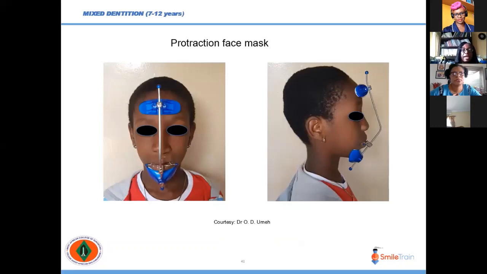This is a young girl who is wearing a protraction face mask. You can see the elastics on either side, which are attached to hooks within the appliance. And this is worn for a number of months until you achieve the positive overjet that you're trying to achieve.